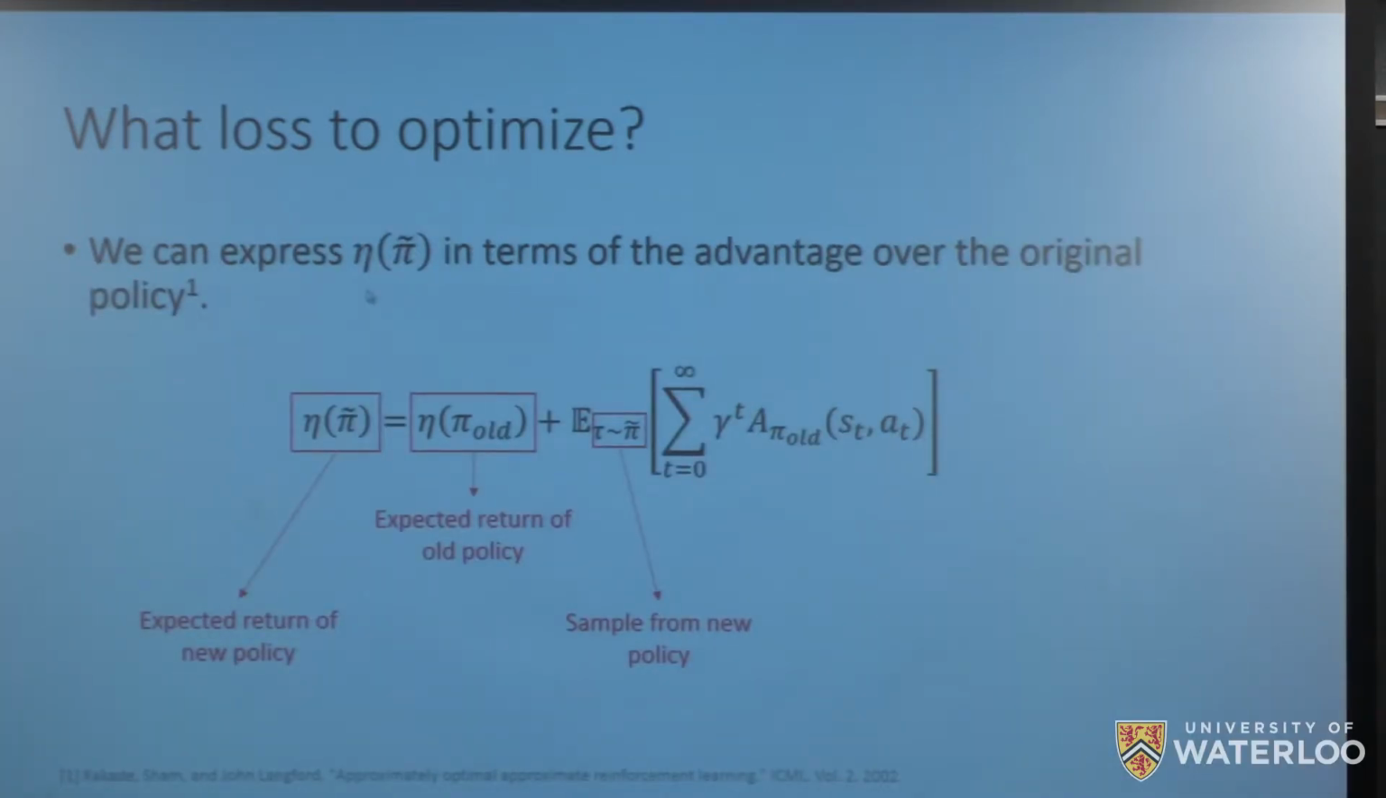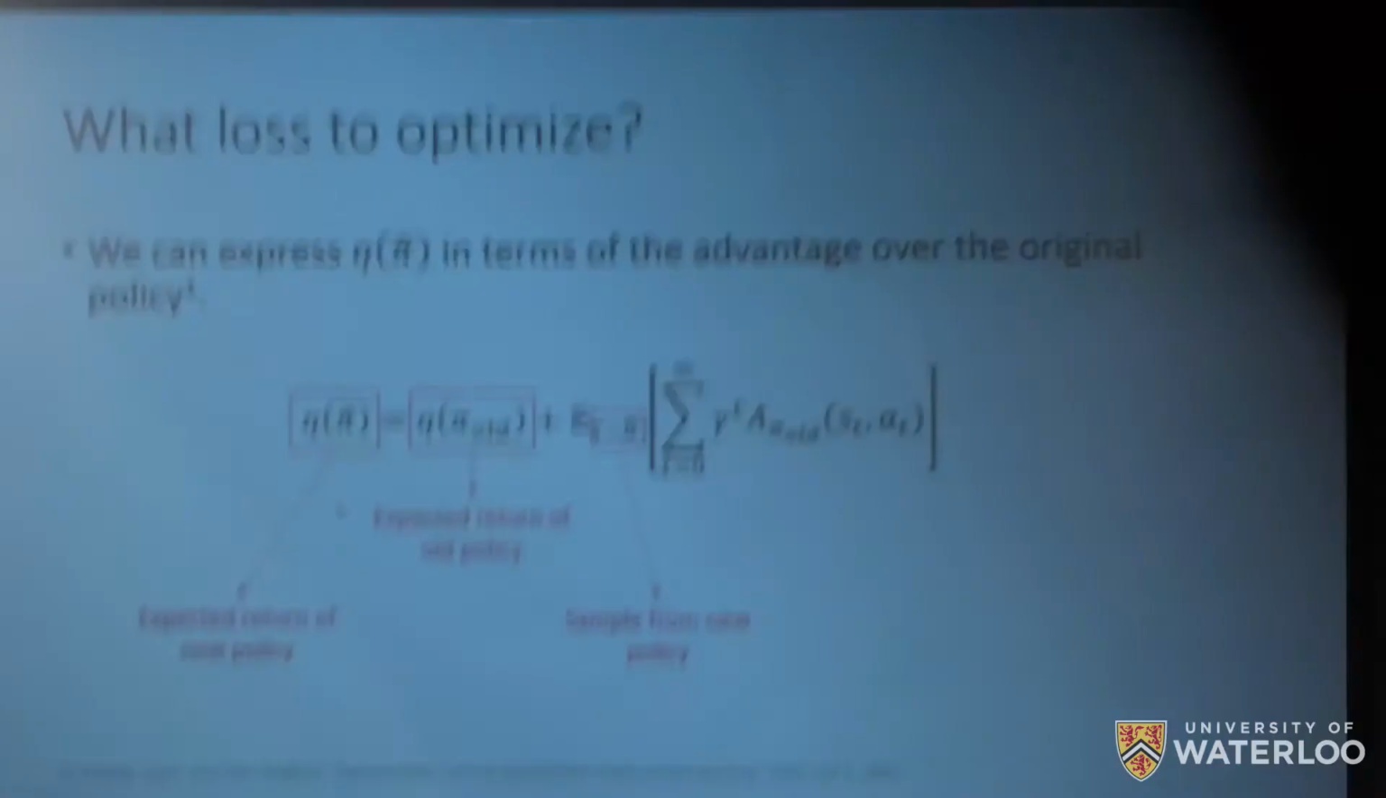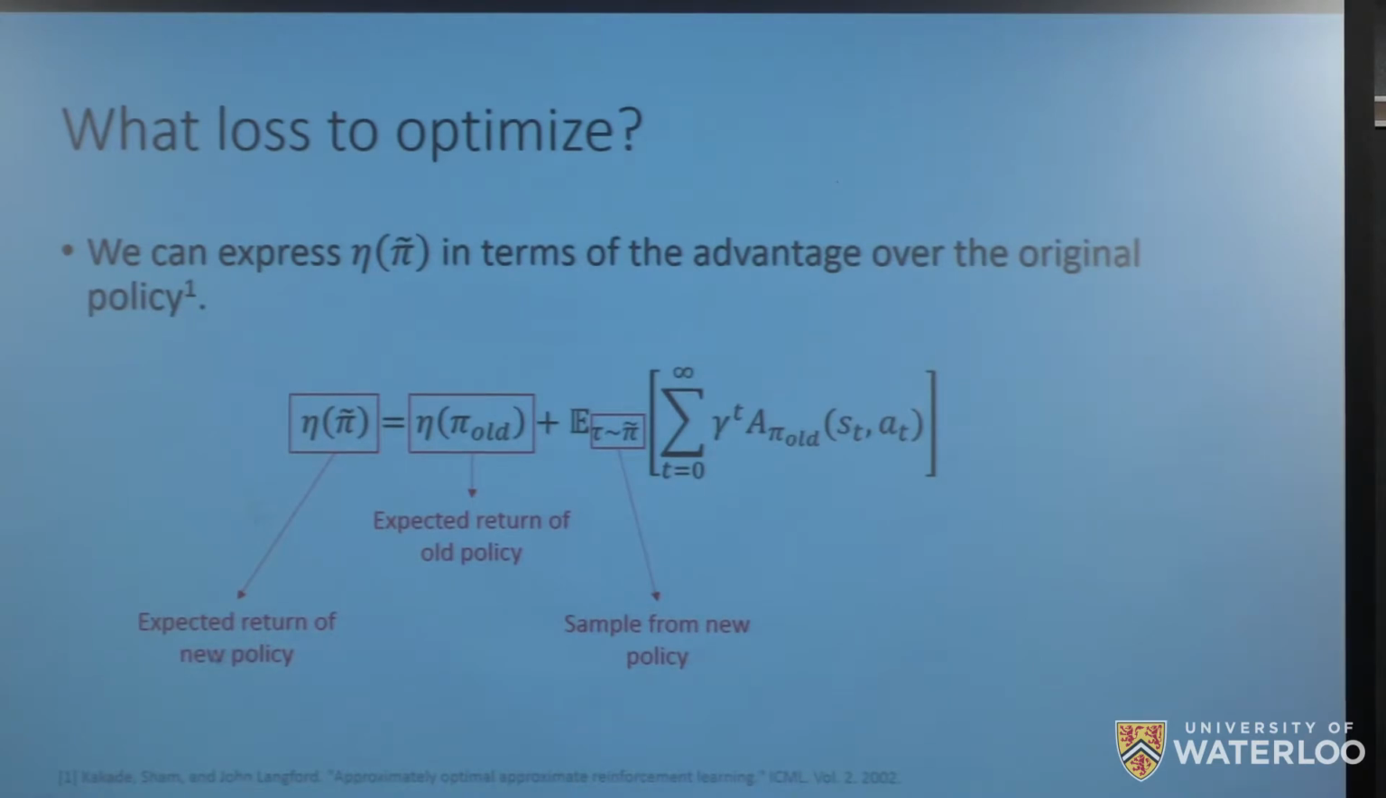So we can express, not in this paper, actually in this 2002 paper, Kakade and Langford proved this identity, which is the basis of the TRPO algorithm. It suggests that the expected return of a new policy is the expected return of an old policy, and then you sample the advantage from the newer policy. So it basically allows you to relate the old policy that we are trying to update in terms of the new policy.